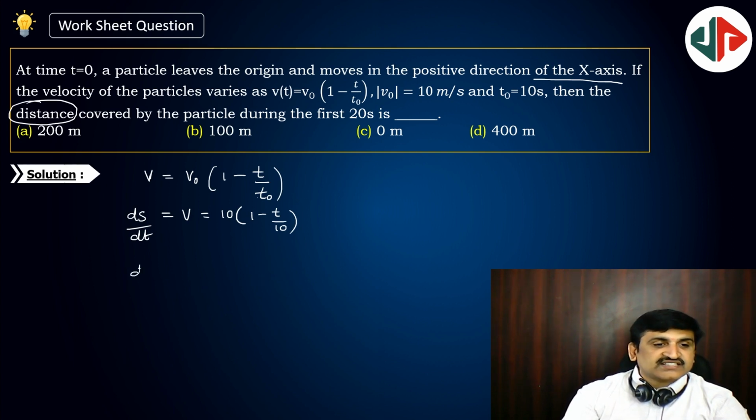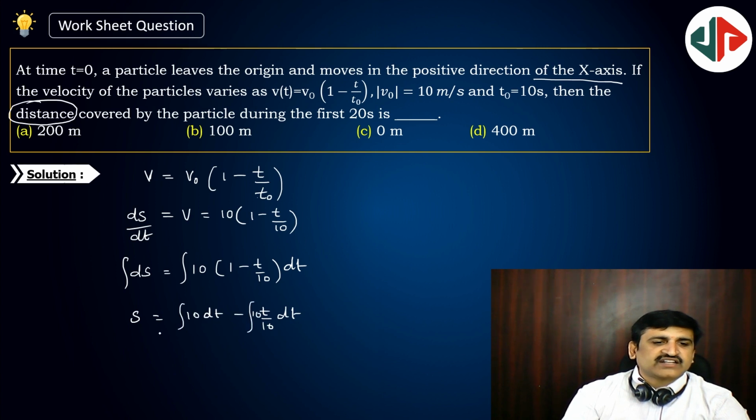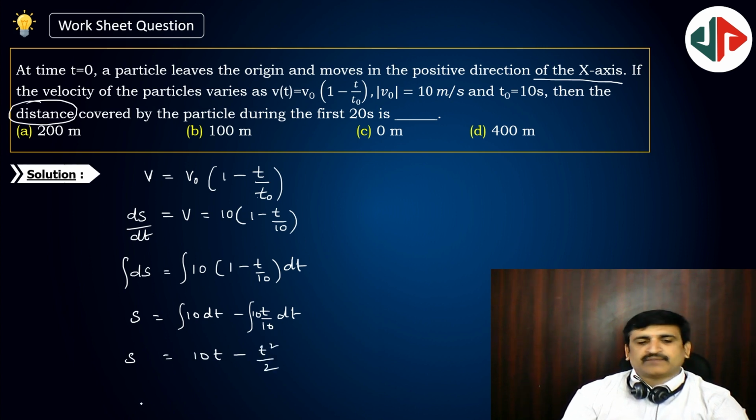So ds is equal to v naught into 1 minus t by t naught into dt. And on integration, I'll get the displacement s is equal to the integral of 10 dt minus the integral of t by 10 dt into 10, one integration, another integration. So s is equal to 10t minus t square by 2. Okay, now this is the general equation.